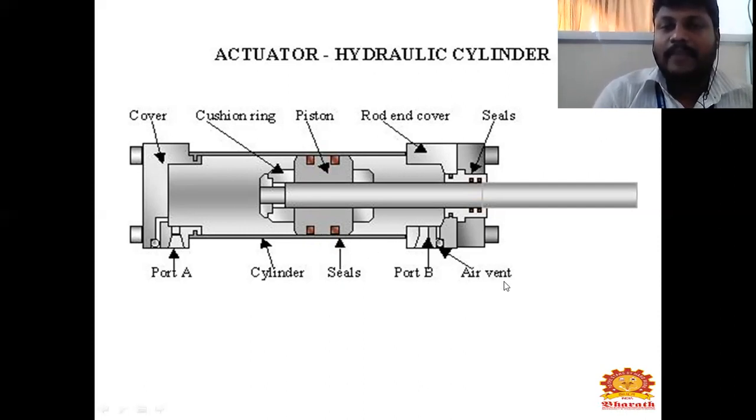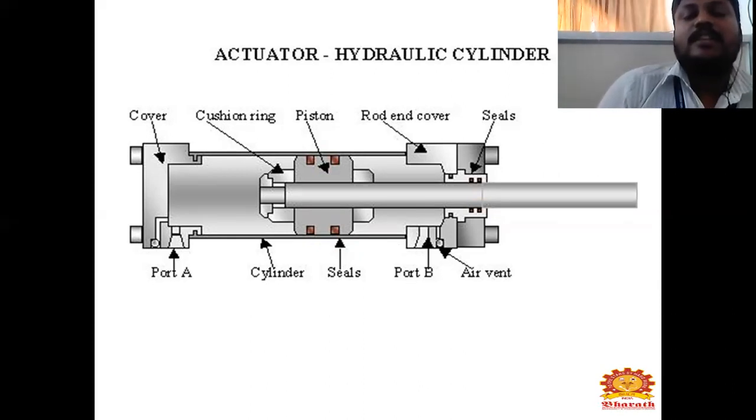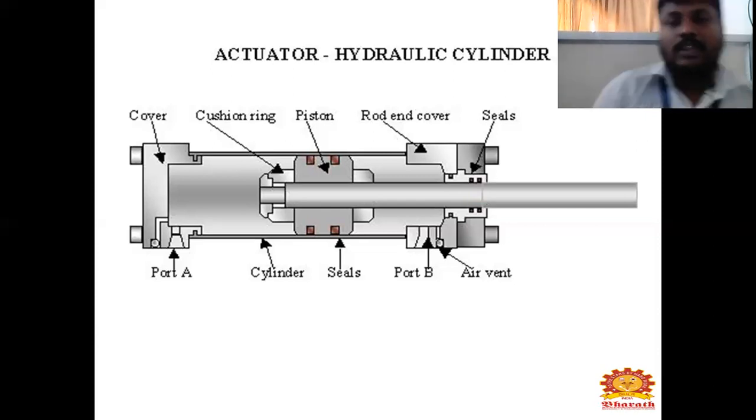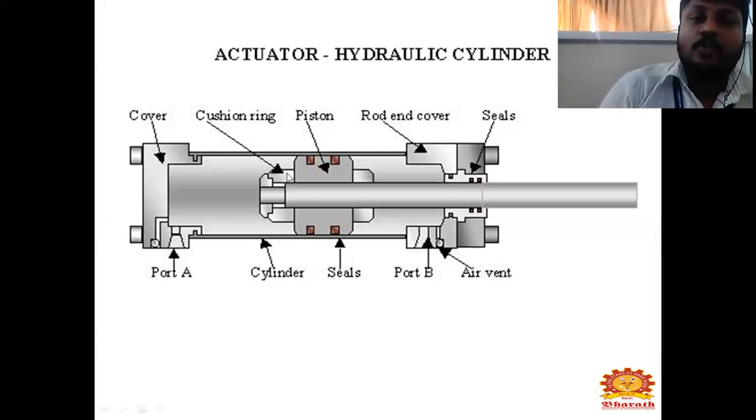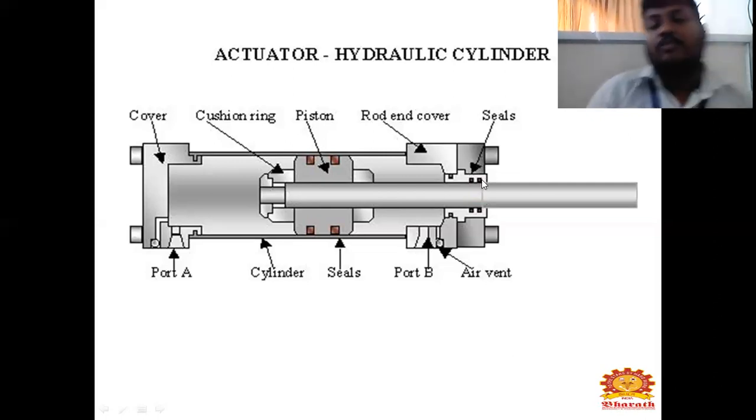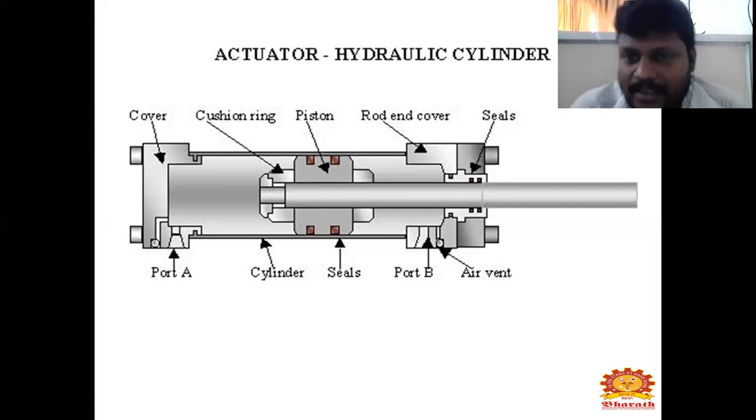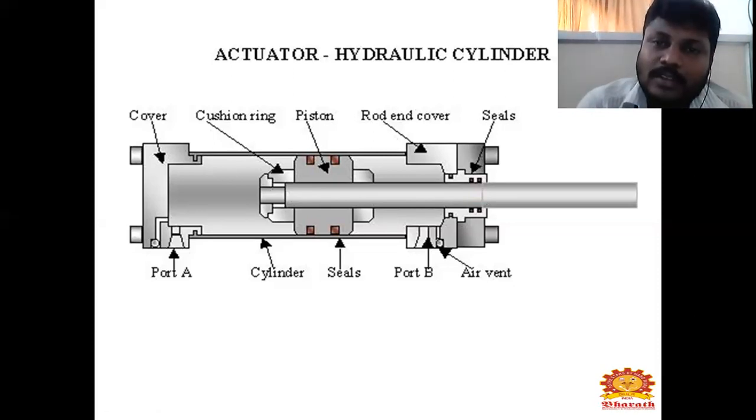And this is an air vent, where if any high pressure is created, it will automatically be used to retract it to the original position. So you will be using an air vent, covers, and cushioning rings. See this one, and this one is your piston and rod end cover. And this is a sealing, where you will be using a sealing to control the leakage from inside the cylinder to the outside atmosphere. We will be using hydraulic sealings.